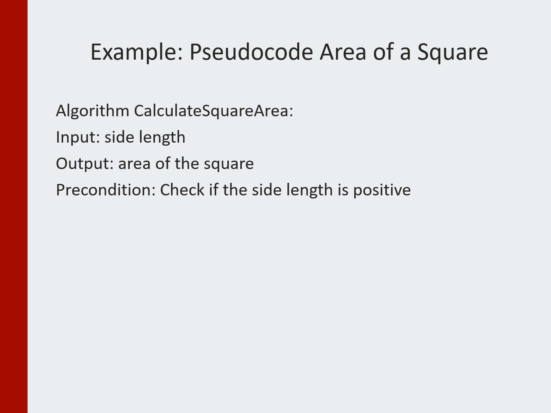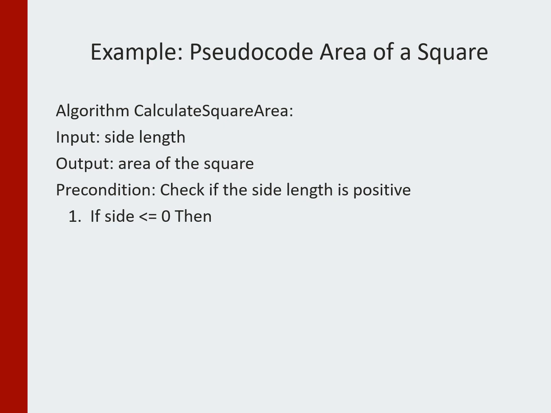A thing that you can add to your pseudocode is something called a precondition, which is, in our case, to get the area of a square, we need to make sure that the side length is positive. If it's not, then we won't be able to calculate the area. So we require this to be able to calculate the area, which is also going to inform what our algorithm will look like.